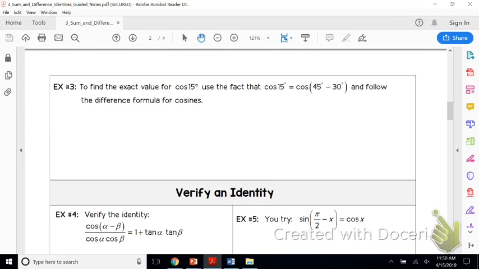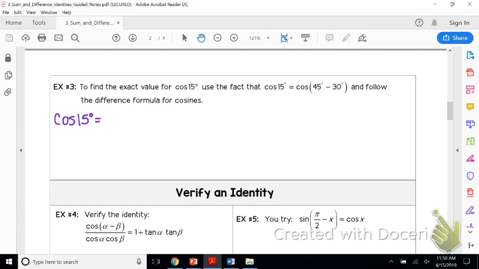Alright, so for example 3, it says to find the exact value of cosine of 15 degrees. We're going to use the fact that cosine of 15 degrees is equal to cosine of 45 degrees minus 30 degrees, and then follow the difference formula for cosines. So all it really had to do was tell us that we need to find cosine of 15 degrees. But we don't have that angle written on our unit circle, do we? No. So we don't know its ordered pair.